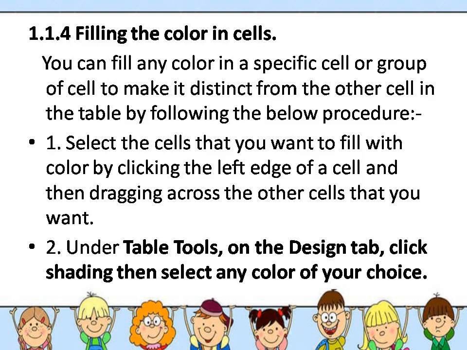Under Table Tools, on the Design tab, click Shading, then select any color of your choice. Here you can see again the picture. It shows the shading option that is there under the Design tab.